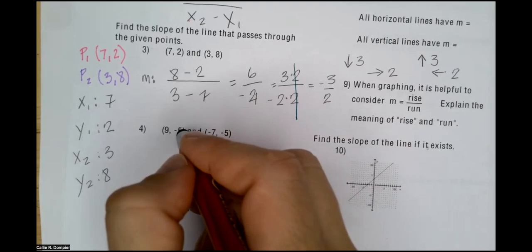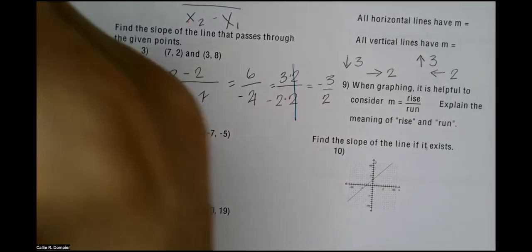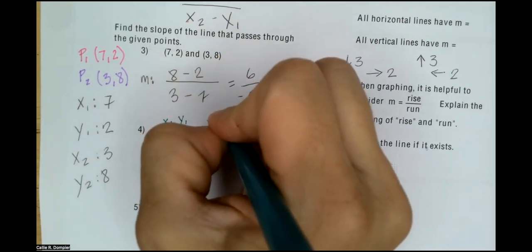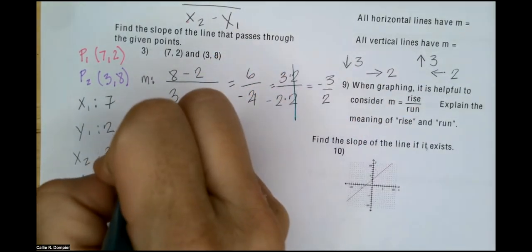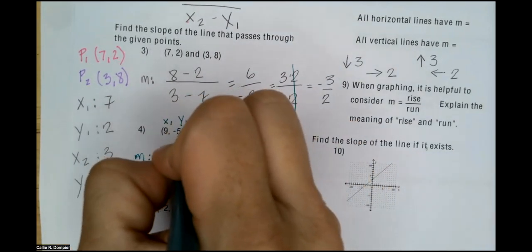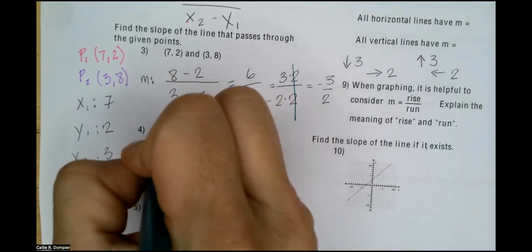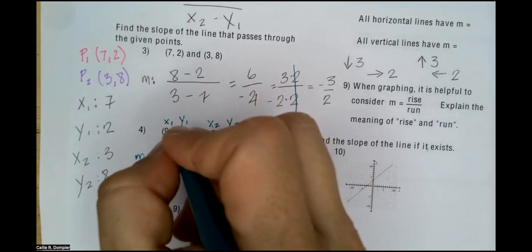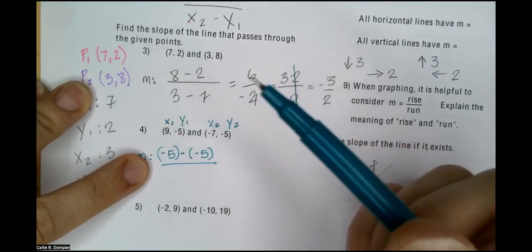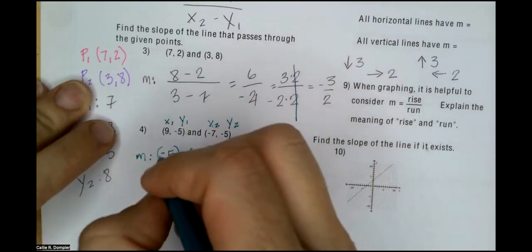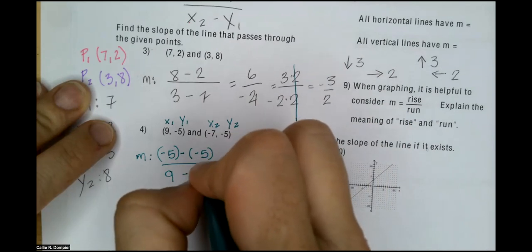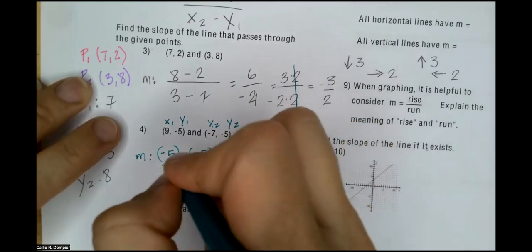Here we have (9, negative 5) and (negative 7, negative 5). So let's just real quickly, this will be my X1, Y1. This will be my X2, Y2. All right, M is negative 5 minus negative 5. I should be using parentheses. And then I started with Y1, so I need to continue with X1. 9 minus negative 7. At least with the negatives, put the parentheses.